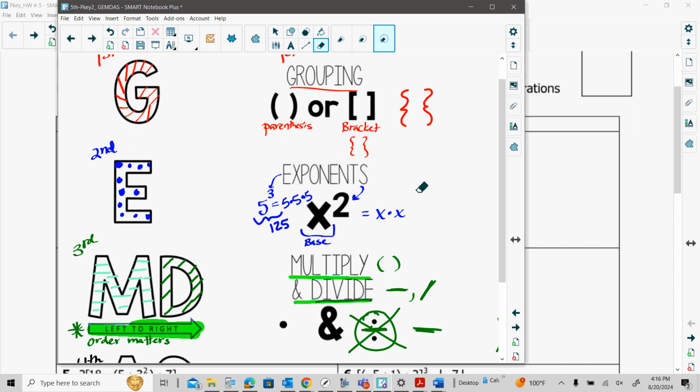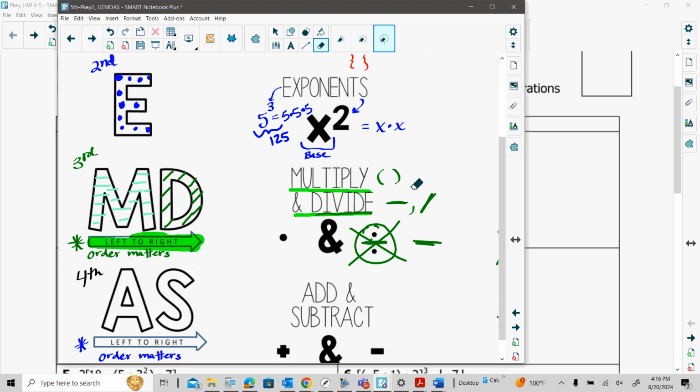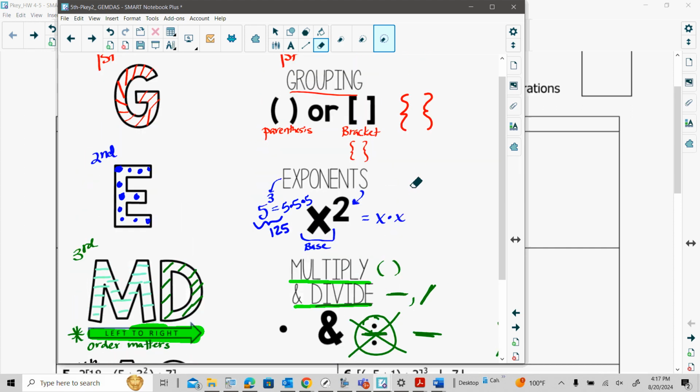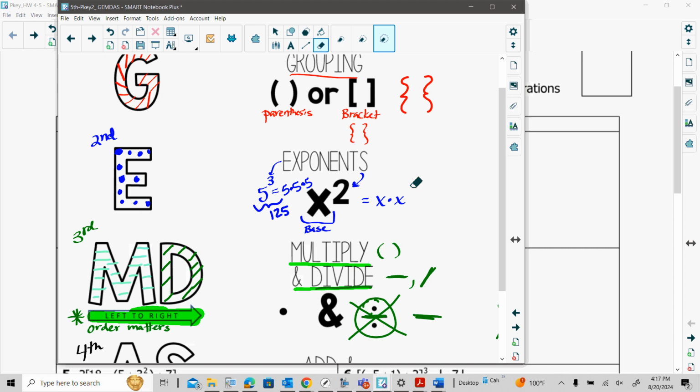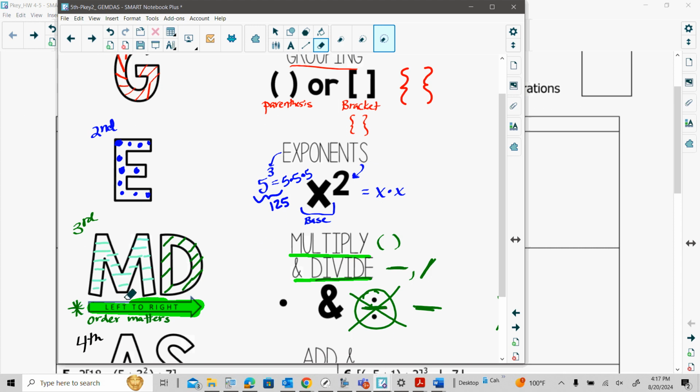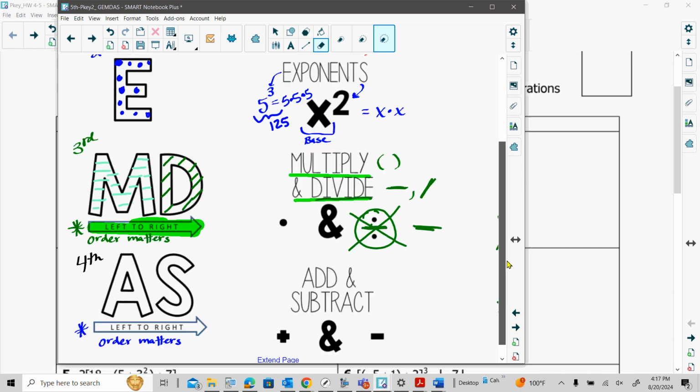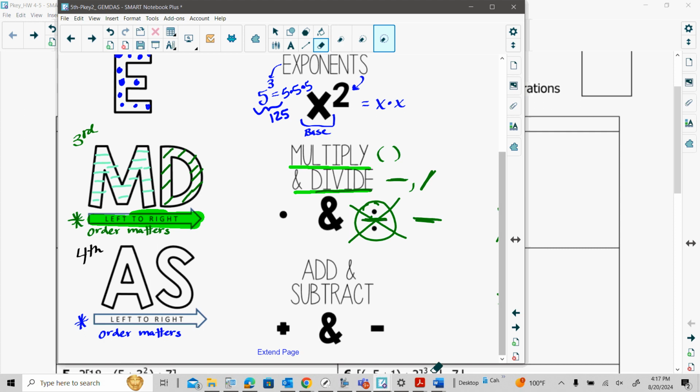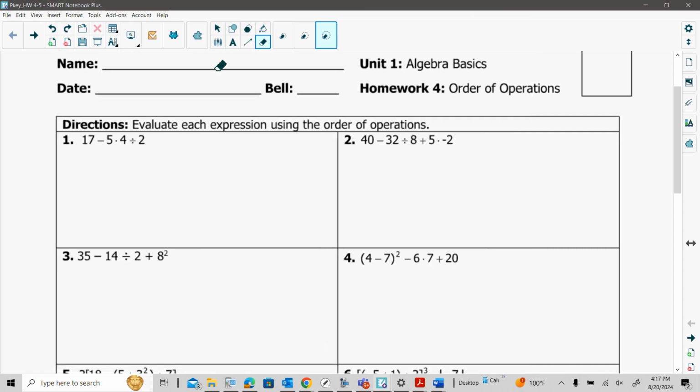Our order of operations, this one we did GEMDAS. G is for grouping, E exponent second, then multiplying, dividing, whatever comes first, going left to right, and then addition and subtraction. All right, so on your homework here, like I said, I'm just going to go over a couple of them.